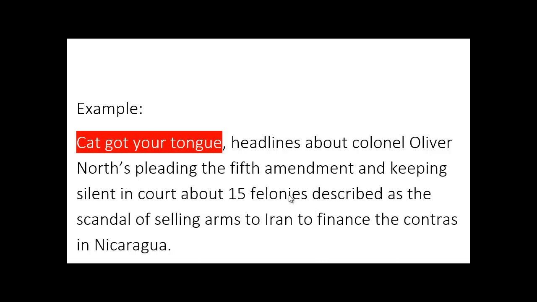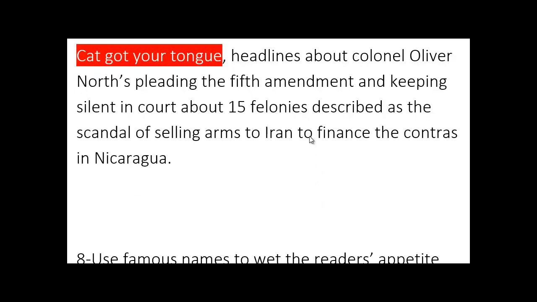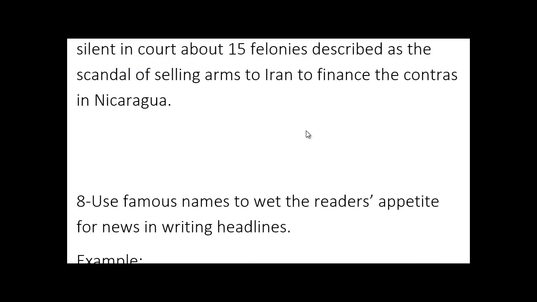Most of the people know it. "Cat got your tongue" makes them laugh, and at the same time gives them the fact about Colonel Oliver North being silent. Okay.